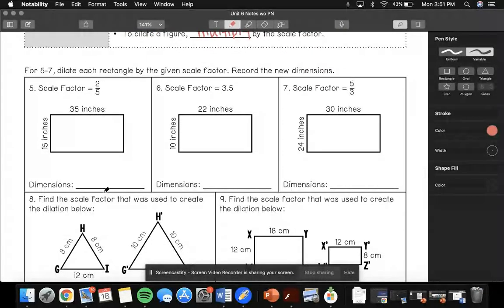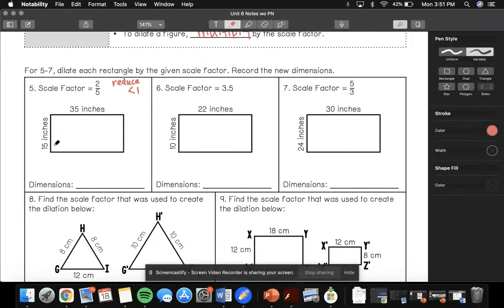Okay, so we have these 3 problems. We have the dimensions of these rectangles, and we are going to multiply by various scale factors. So we have a 15-inch by 35-inch rectangle, and we want to dilate this by a scale factor of 2/5. First, I can just know that this is going to make it smaller, so I'm going to write reduce just to know that, okay, because it is less than 1.